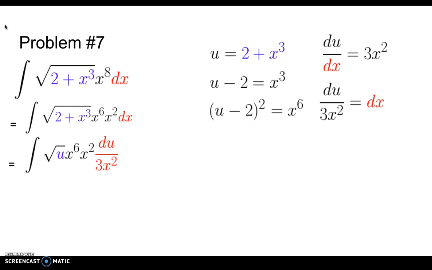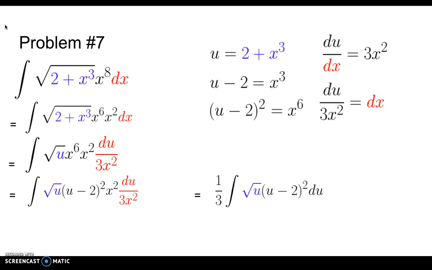So here we have the integral of the square root of u times x to the 6th times x squared times du over 3x squared. Here we have the integral of the square root of u times the quantity u minus 2 squared times x squared times du over 3x squared. So here we substituted in the quantity u minus 2 squared for x to the 6th.